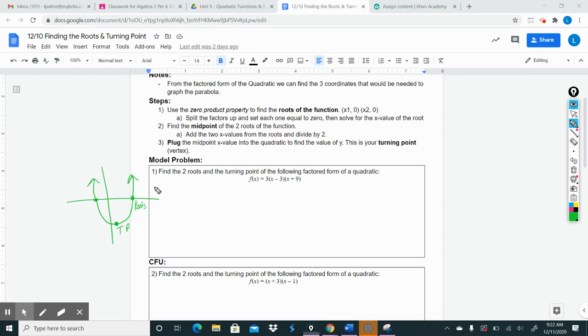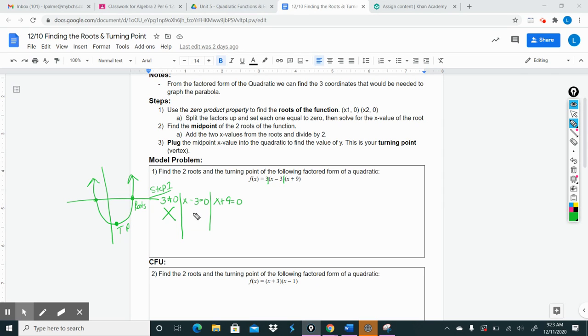So for step 1, we are going to take the factored form and split it up and set each factor equal to 0. So the first one is 3 equals 0, x minus 3 equals 0, and x plus 9 equals 0. Now notice here we have 3 equals 0. We know that 3 does not equal 0. There's no x value to solve here, so this factor will be disregarded. It's not a root. It was just a greatest common factor that was pulled out of the quadratic.